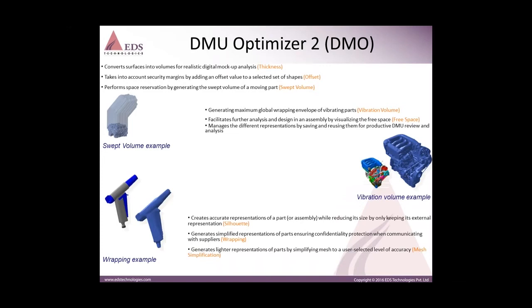We can perform space reservation by generating the swept volume of moving parts, so that further suppliers cannot create any obstacles in between that swept volume. They will design their data except this space.